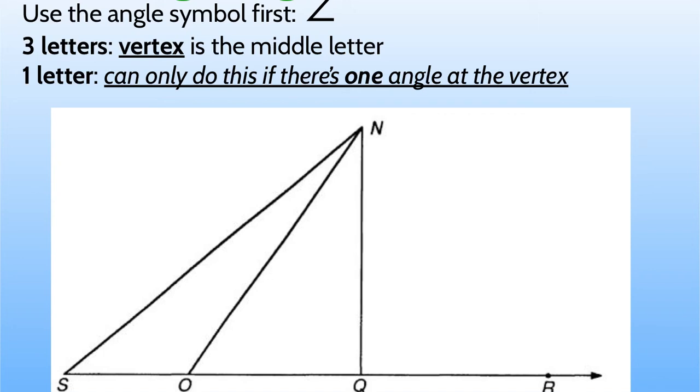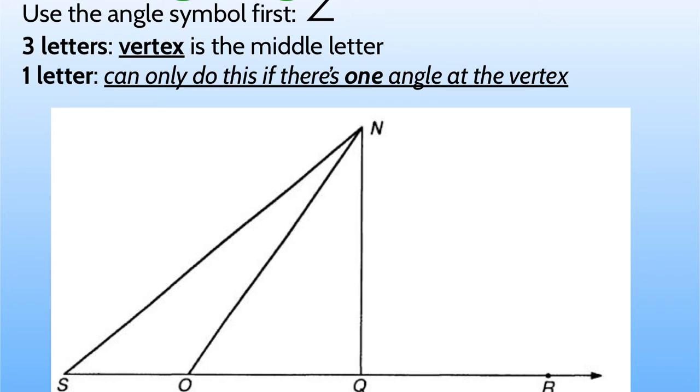Today we're going to talk really explicitly about how to name angles. In naming angles, there's a couple ways you can do it. The biggest one, the most important one, is using 3 letters. That one's definitely going to make sure you get everything right. First, you have to start with the angle symbol, which looks like a little acute angle, opening up towards the right.